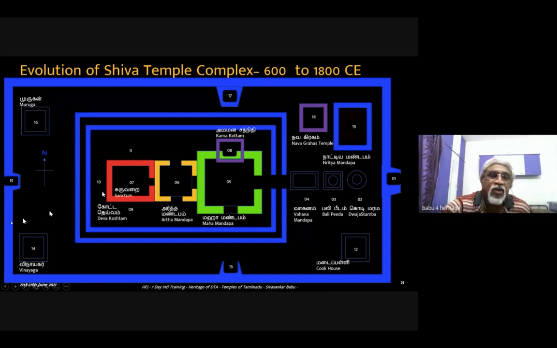So this is how, from a small sanctum like this, more and more parts were added during different periods by different dynasties to come up with a big complex like this. So next time when you go to a temple, you can identify by the structure, by the way some of the pillars and other things are designed, which dynasty would have built which building or complex.